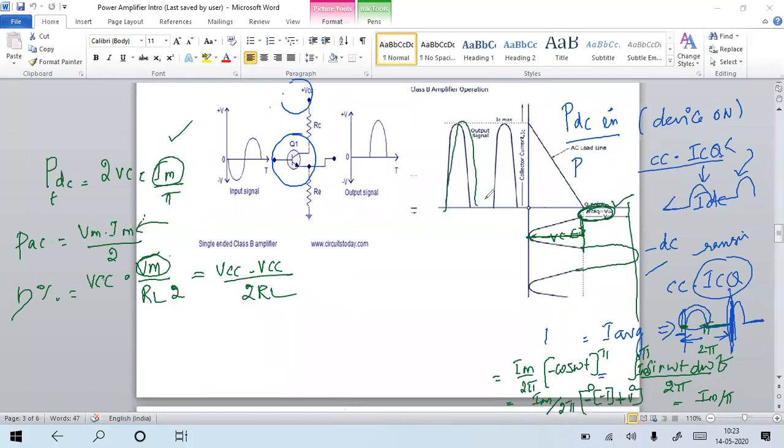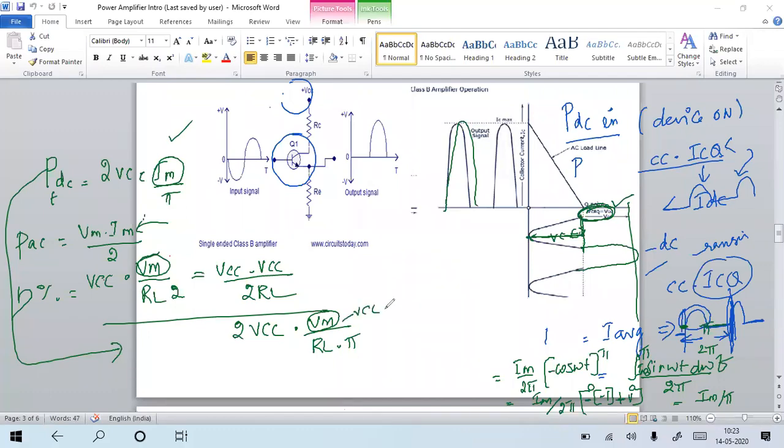Again, Im can be written in terms of Vm, right? So this can be written as 2 into VCC, it is the power DC, right? 2 into VCC into Im, which can be written as Vm by RL into pi. Again, Vm is the peak voltage of the output waveform, VCC. Now finally it can be written as VCC square by 2RL divided by 2 VCC square by RL into pi.